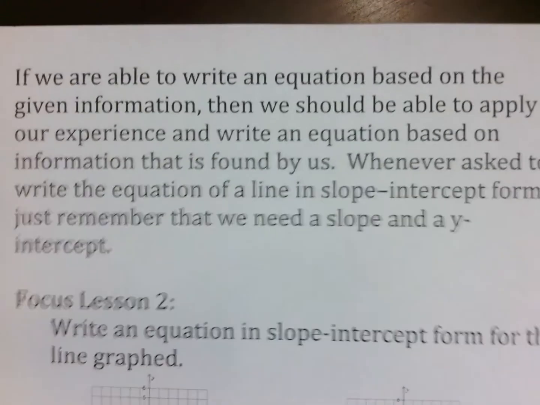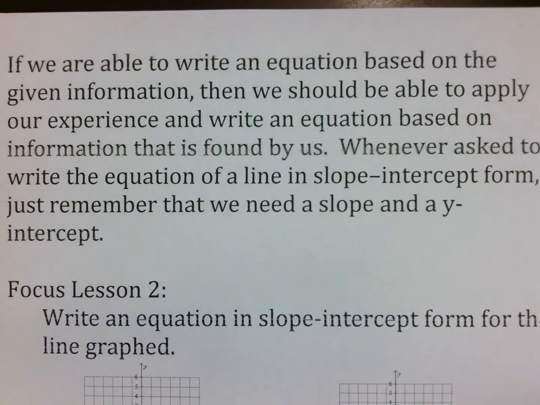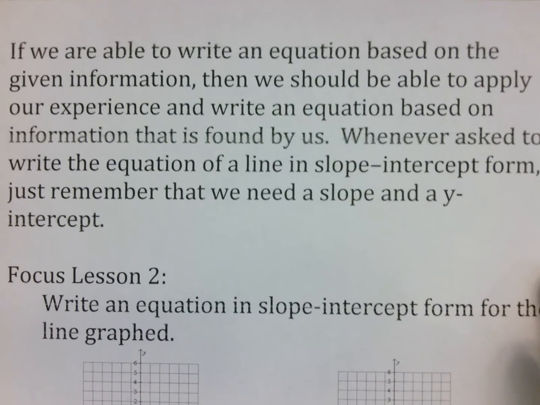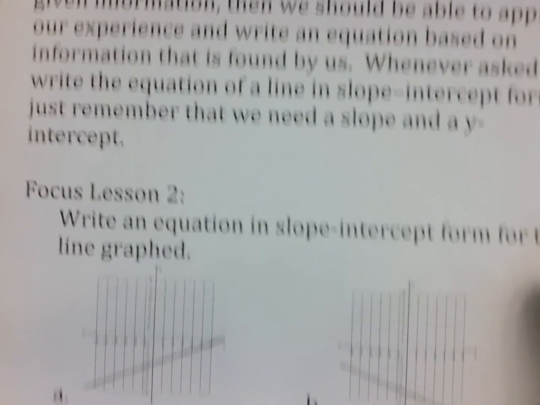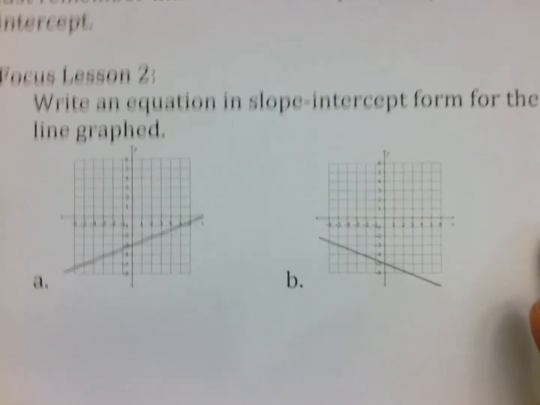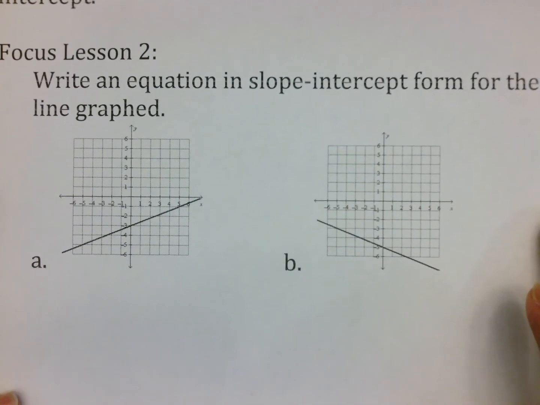Alright? If we're able to write an equation based on the given information, then we should be able to apply our experience and write an equation based on information that is found. So whenever you're asked to write the equation of a line in slope-intercept form, just remember that we need slope and we need y-intercept. So this, again, applies kind of what we learned last week.